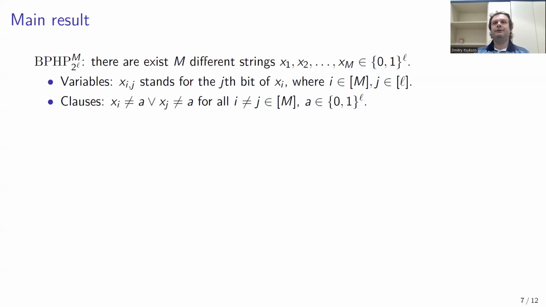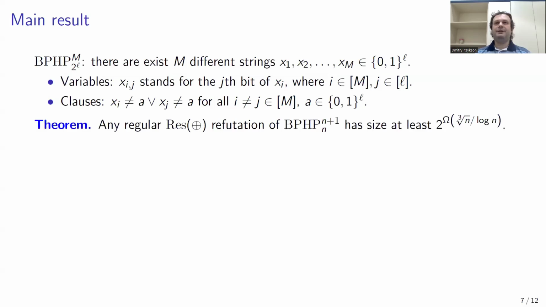The clause states that for every pair of pigeons i and j and every hole a, either the ith pigeon is not in the hole a or the jth pigeon is not in the hole a. It is easy to see that this statement can be represented as a clause. Our main theorem states that any regular resolution over parities refutation of the binary pigeonhole principle, where the number of pigeons equals the number of holes plus 1, has at least exponential size.